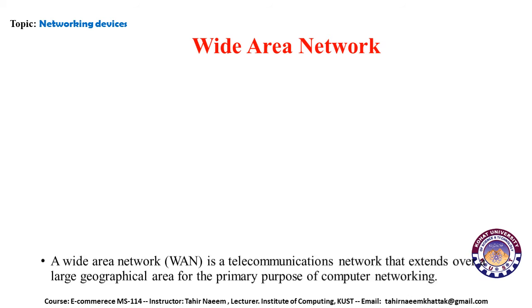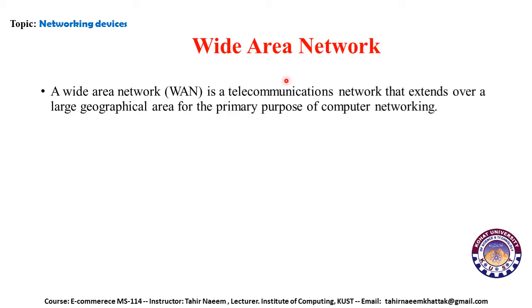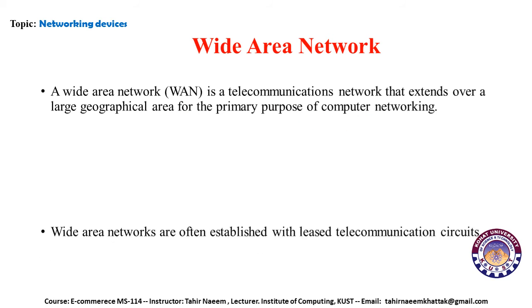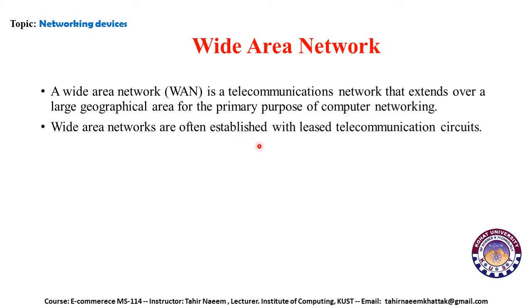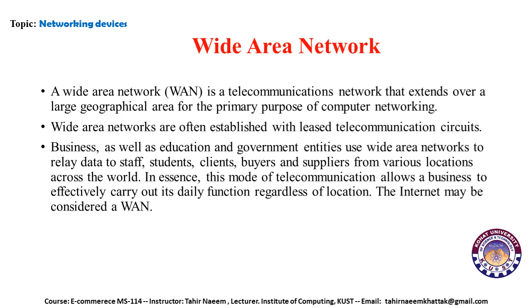The third one is the wide area network. As the name suggests, it is a network over a wide area. A wide area network is a telecommunication network that extends over a large geographical area for the primary purpose of computer networking. A wide area network is often established with leased telecommunication circuits, because there is enormous cost involved, and a typical single organization is not able to bear such a large amount of cost. So a leased line is used to establish a wide area network.